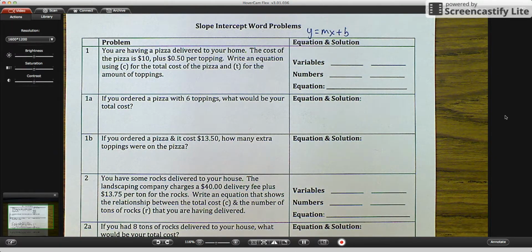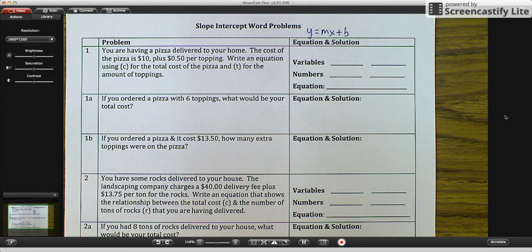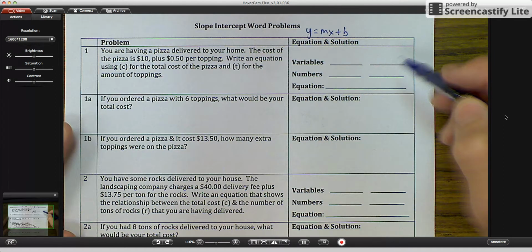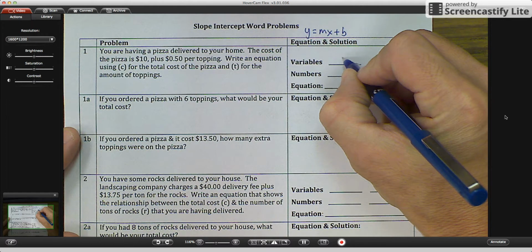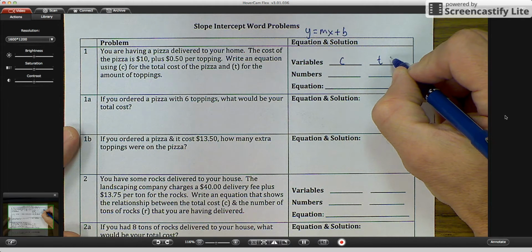So let's get started. It says you're having a pizza delivered to your home. The cost of the pizza is $10 plus 50 cents per topping. Write an equation using C for the total cost of the pizza and T for the amount of toppings. What I recommend is you come over here and write down the information that's given. So I'm going to write down the variables. They tell you that it's C for total cost and T for toppings.